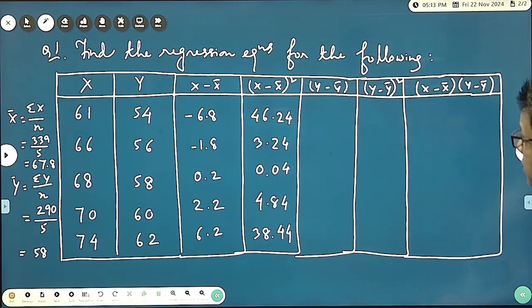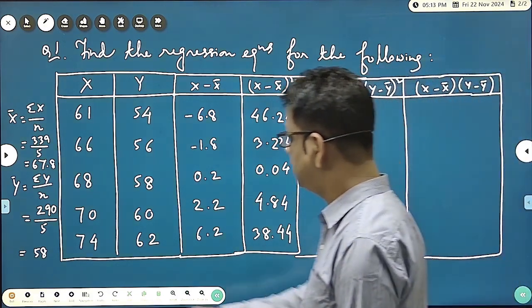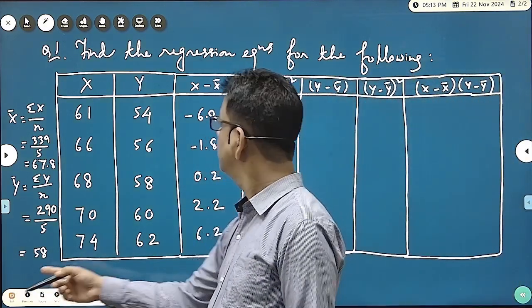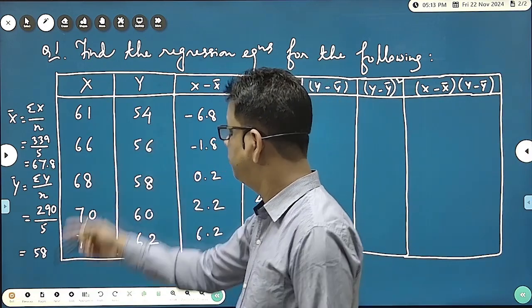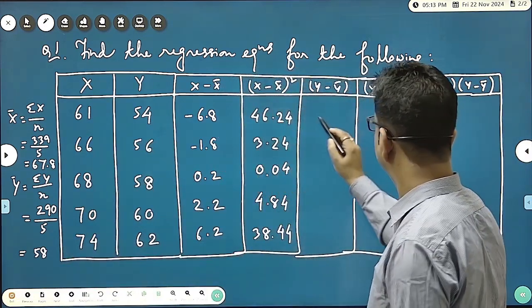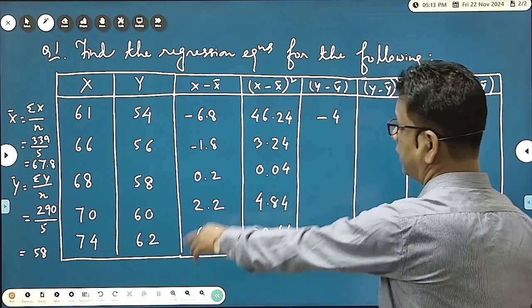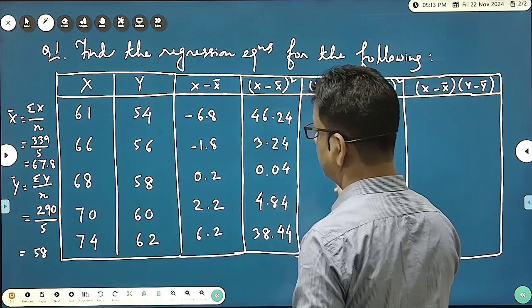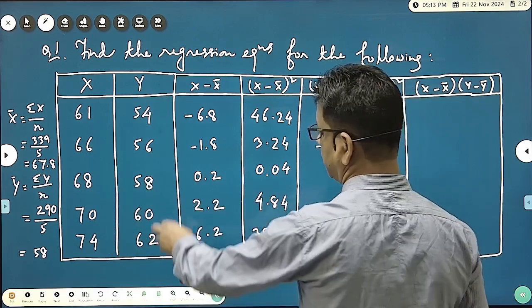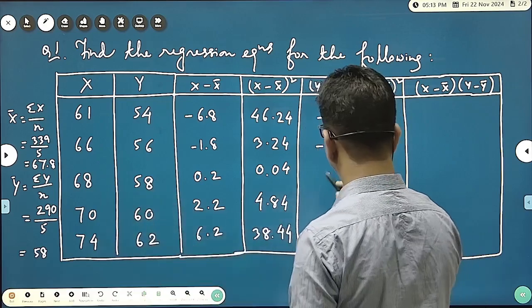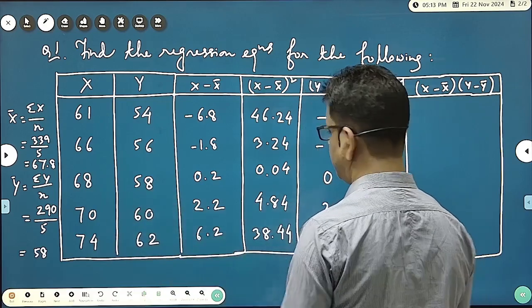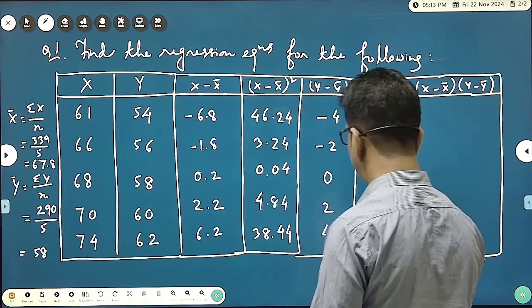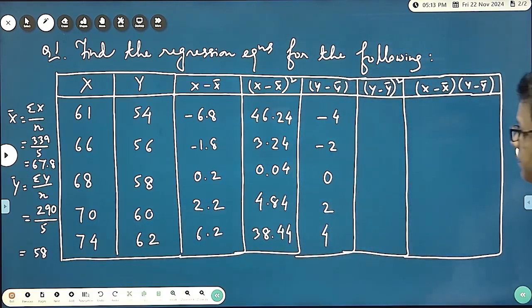Now just y minus y bar. Y bar is already a rounded number, 58. So y minus y bar: 54 minus 58 is minus 4. Understood what I'm doing? Then 56 minus 58, so minus 2. 58 minus 58 will of course be 0. Then 2. Then 62 minus 58 will be 4. Is it okay? Done? Now square.